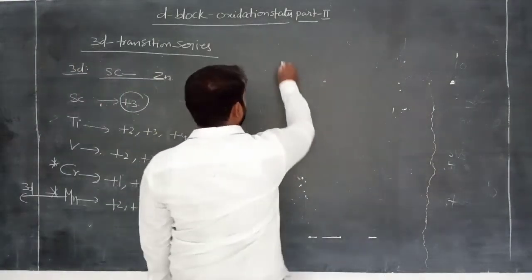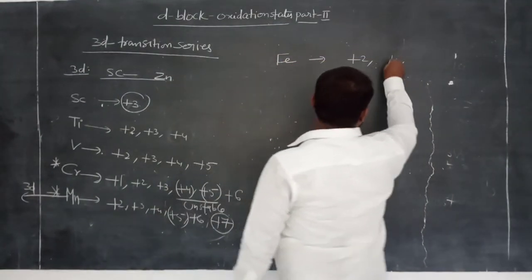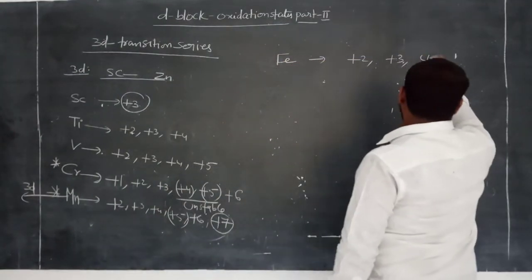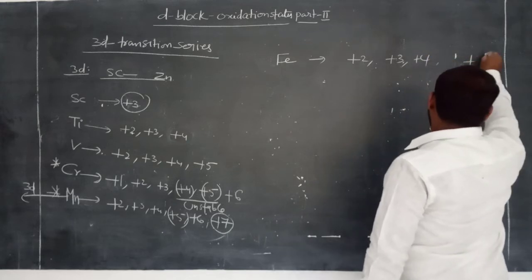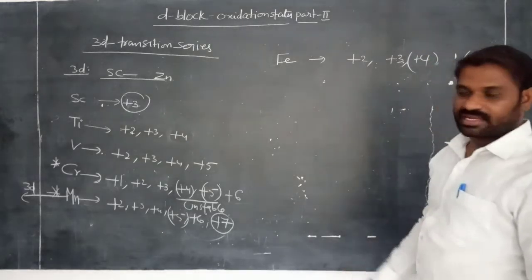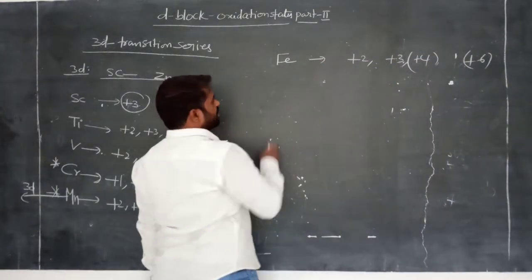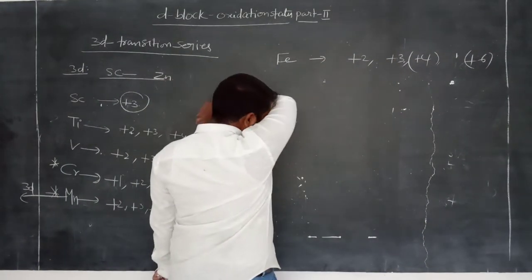And iron shows +2, +3, +4, +6. Two of these are unstable oxidation states for iron. That means the others are stable oxidation states. Okay, clear?